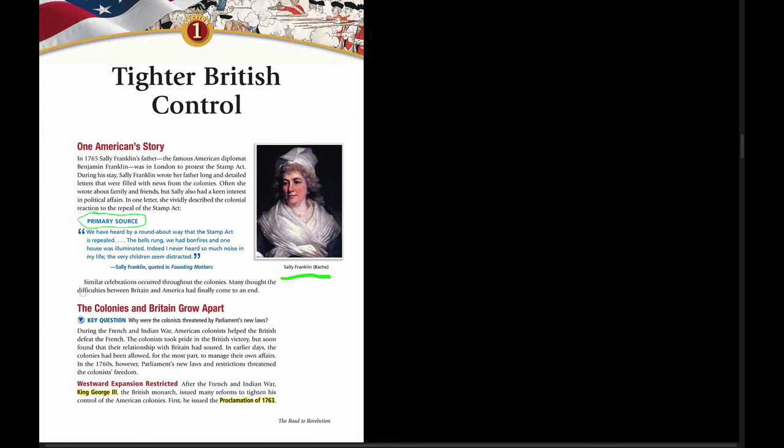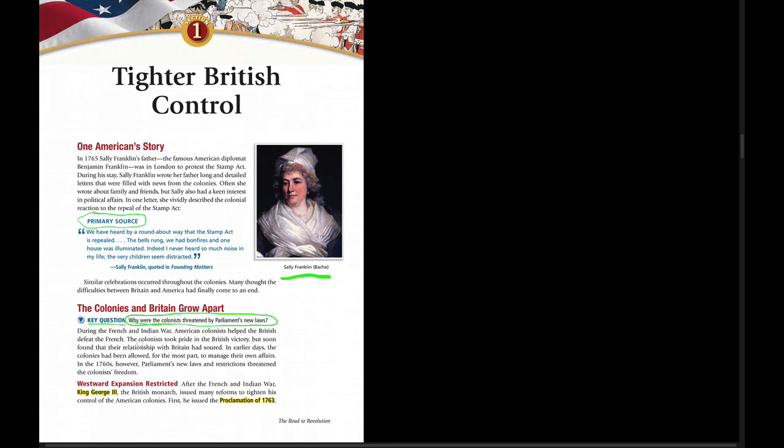Pay attention to these key questions here. As I read and as we look at this, think about how you would answer this. If you were in class, how would you answer this right here? Why were the colonists threatened by Parliament's new laws? So our focus while we read this is this question right here.